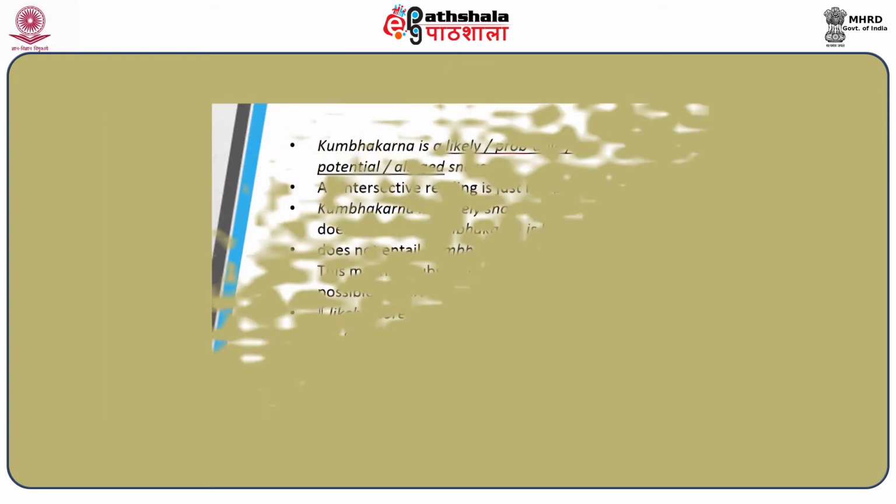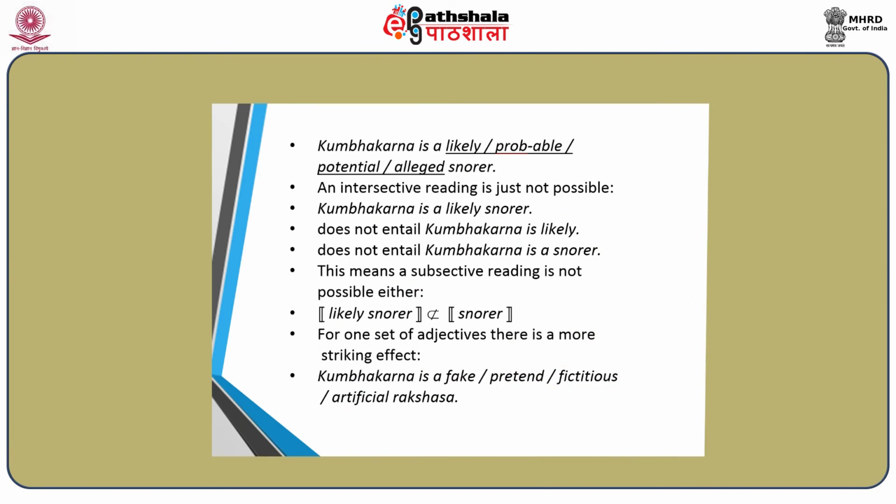Suppose I say Kumbhakarna is a likely, probable, potential, or alleged snorer. An intersective reading is just not possible. Kumbhakarna is a likely snorer, for example, does not entail Kumbhakarna is likely, nor does it entail that Kumbhakarna is a snorer. This means a subsective reading is not possible either, which means a likely snorer is not a subset of either likely or snorer.